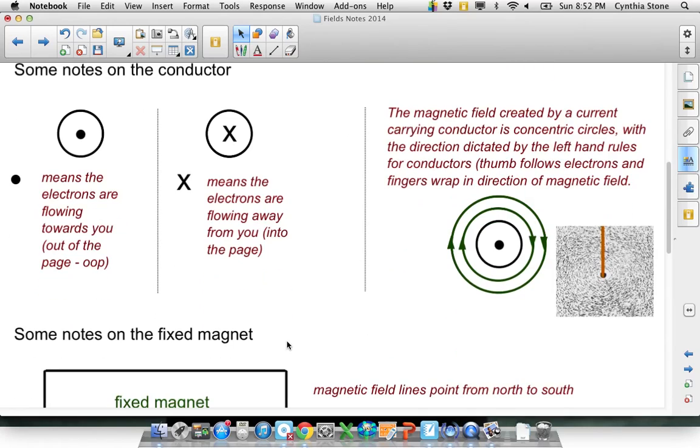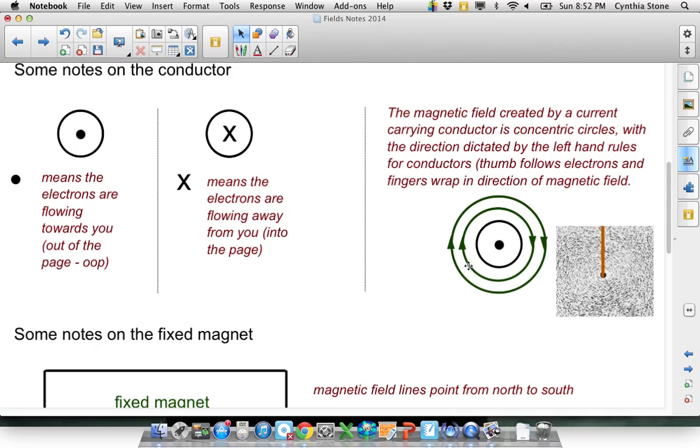Oh yeah, here it is. So I told you this, that if you see a dot, that means electrons are flowing towards you, out of the page, and X means into the page. So if that's the picture you see, it means the electrons are flowing away from you and into the page.